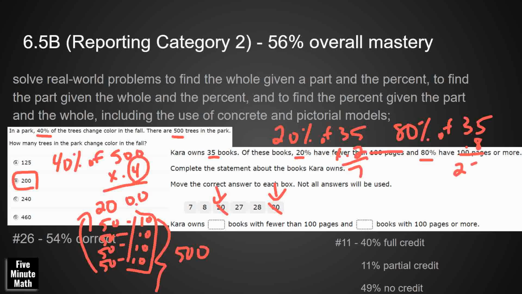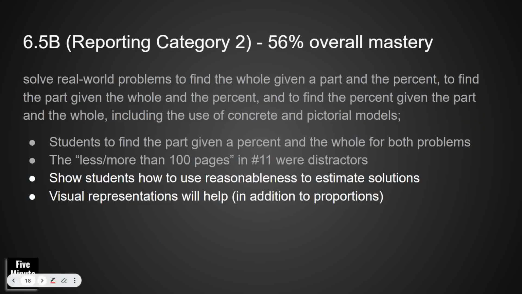Either way, you're going to get 28. So that's what we need, right? We need that 7, and we need that 28. And you saw that 40% of our students were able to get both, and 11% were able to only get one. We don't know which one was chosen correctly and which incorrectly on that 11%. And almost half, 49%, got none of them right.